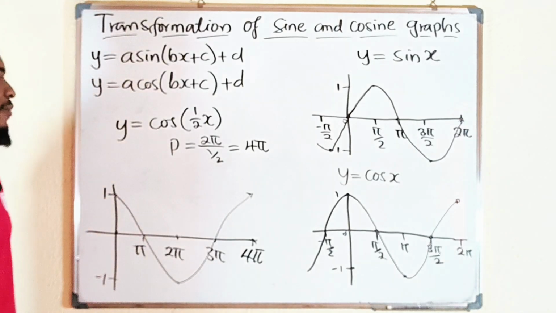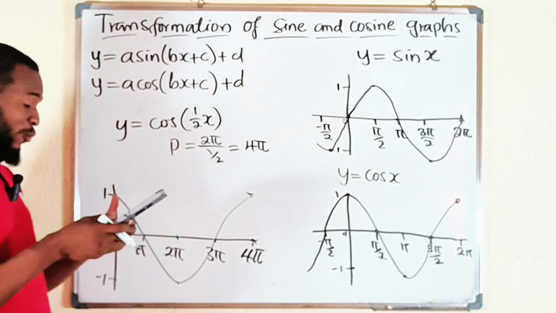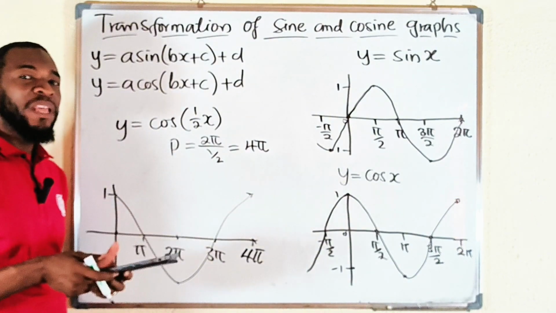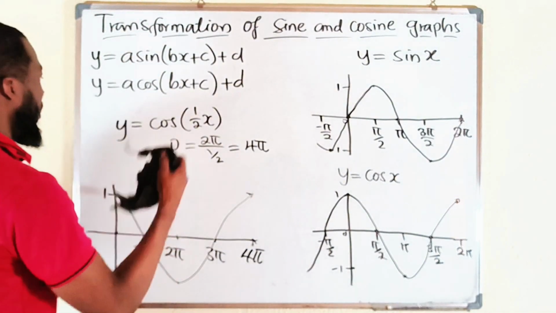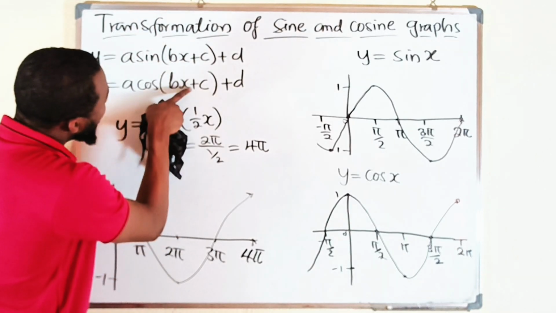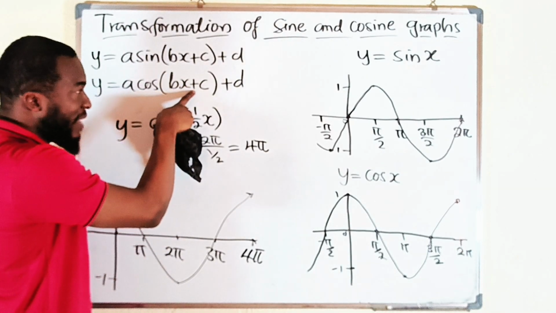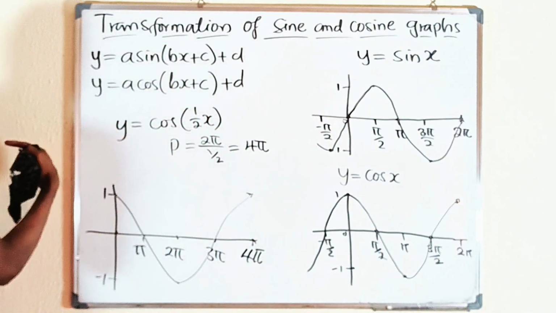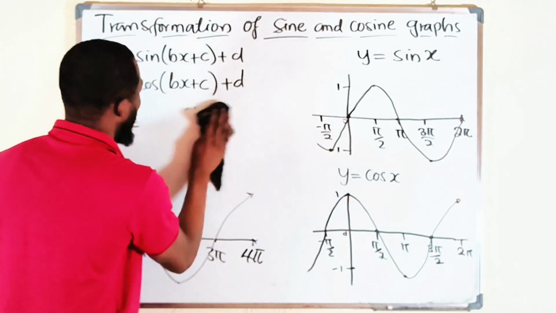And this is the graph of cosine of 1 over 2x. Let's move to the next one. This is going to be a horizontal shift. I want to let you know that if you see a plus sign here, it means the graph will be shifted to the left. If it is minus, it is going to be shifted to the right.